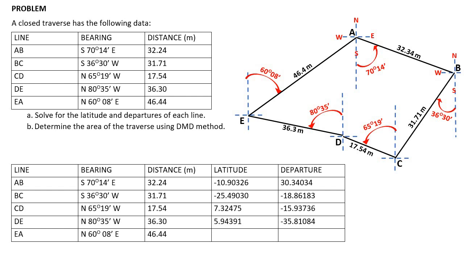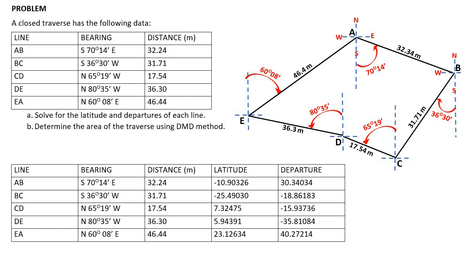And then proceed na tayo for line EA. So that's 46.44. And then for latitude, it's cosine. For departure, it's sine. And then let us copy the angles, the bearing. And then let us calculate. So for the latitude, it's 23.12634. And for the departure, it's 40.27214. So it's northeast, so both latitude and departure is positive.